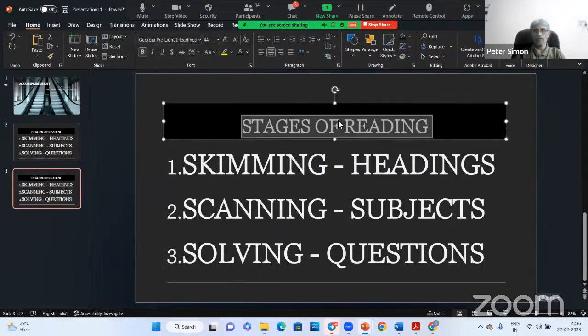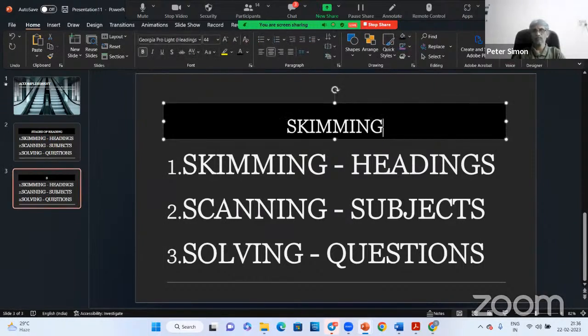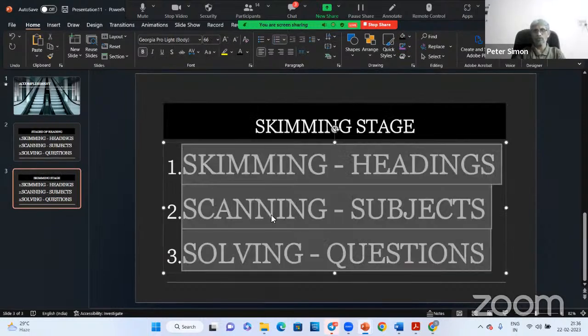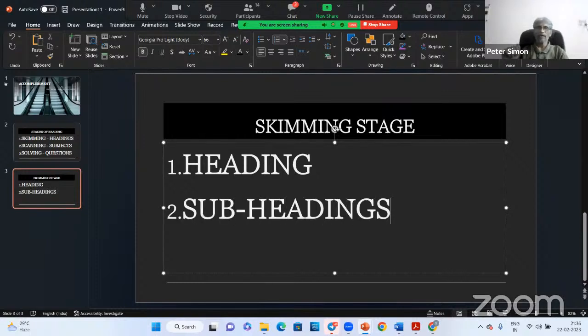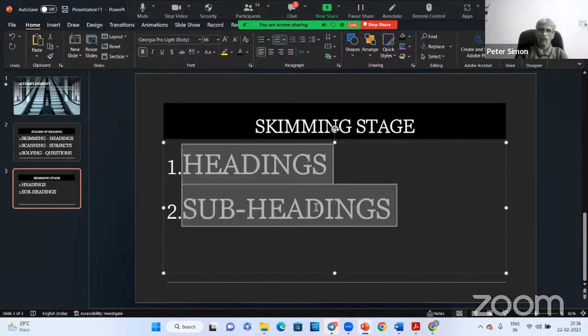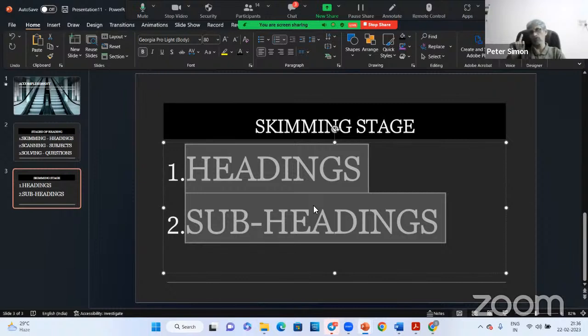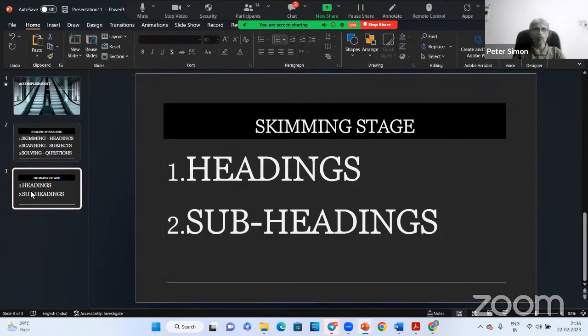Now, so let us take the skimming stage. In the skimming stage, you are doing 2 things, headings and subheadings. Okay, fine. So in the skimming stage, you are doing these 2 things. Next, you should know what is the subject.